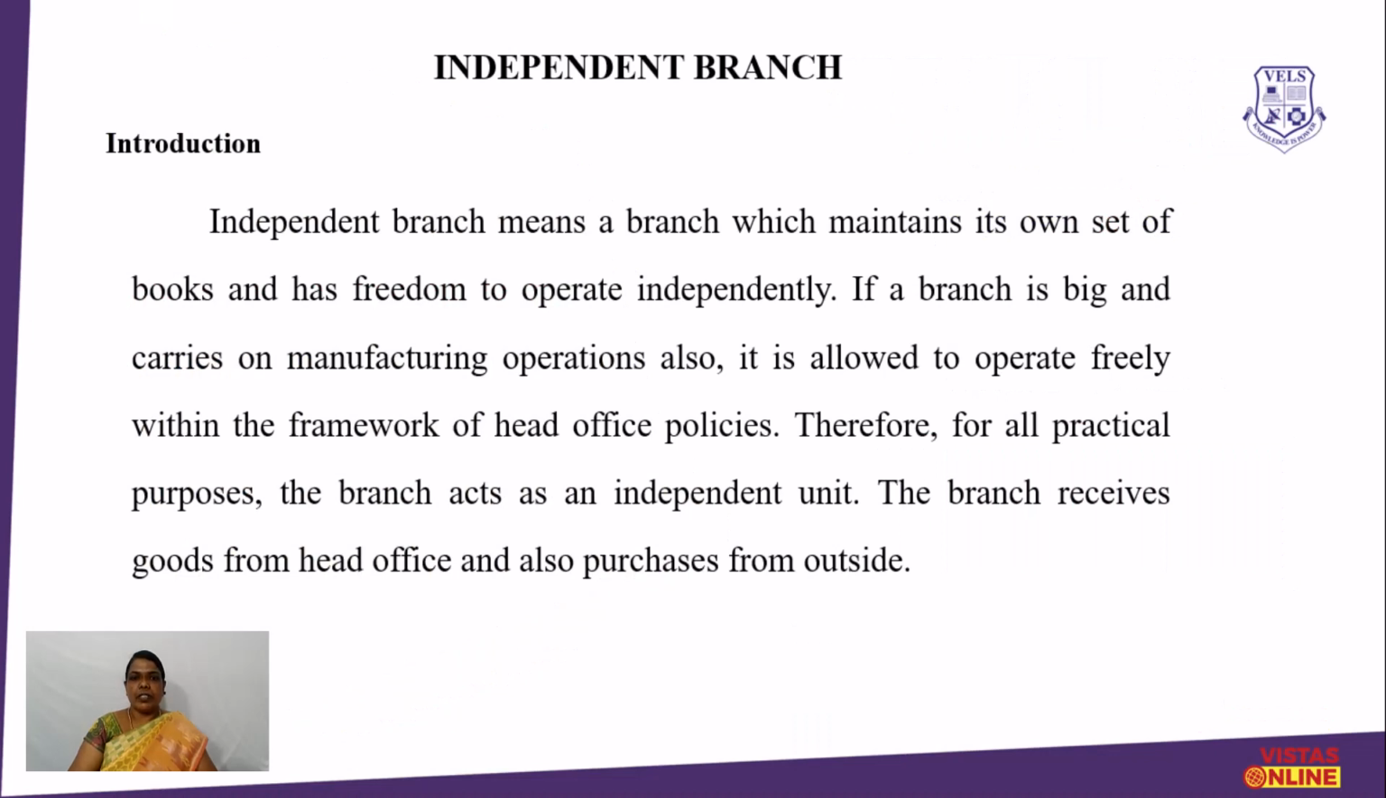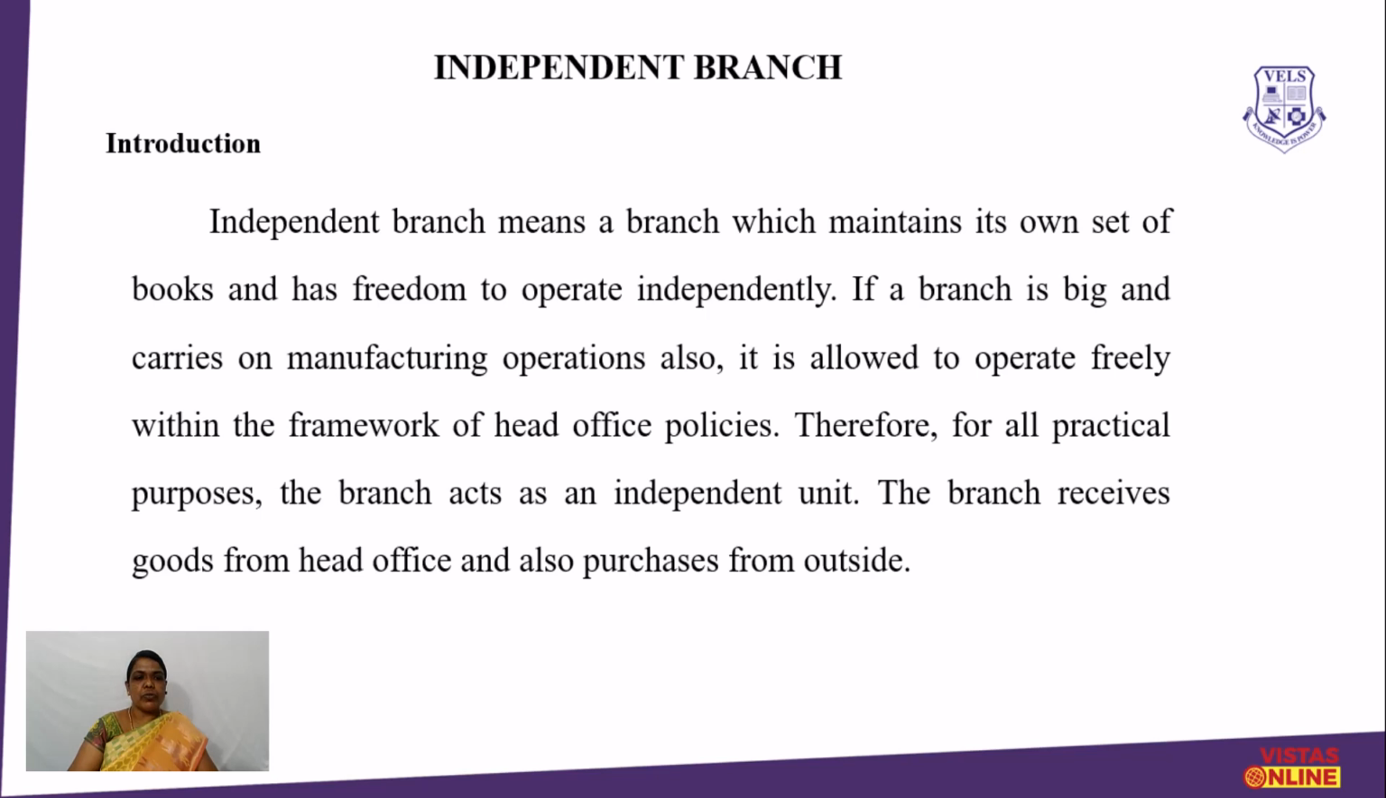Independent branch means a branch which maintains its own set of books and has the freedom to operate independently. If a branch is big and carries on manufacturing operations also, it is allowed to operate freely within the framework of head office policies, because they should follow the policies of the head office. Therefore, for all practical purposes, the branch acts as an independent unit.